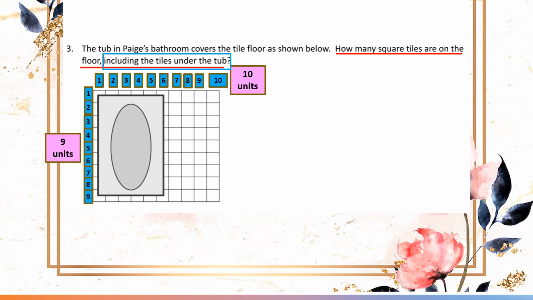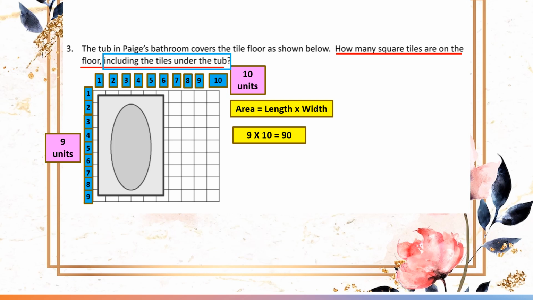Now, area is length times width, which means our equation would be 9 times 10. And this is an easy one. So you can hold up 9 fingers and count by tens. And you would get 90. 9 times 10 equals 90. So our area for the floor, including the tiles under the tub, is 90.